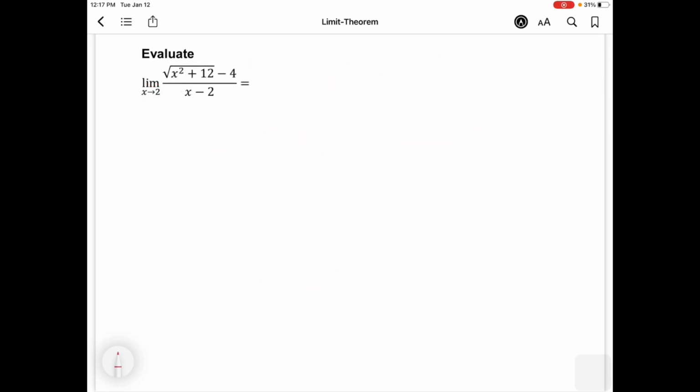The next given is the limit of the square root of x squared plus 12 minus 4 over x minus 2 as x approaches 2. Again, we have to rationalize yung numerator. So, magkakaroon tayo dito ng the square root of x squared plus 12 minus 4 over x minus 2. Multiply by the rationalize. So, magkakaroon tayo ng the square root of x squared plus 12 plus 4 over the square root of x squared plus 12 plus 4.